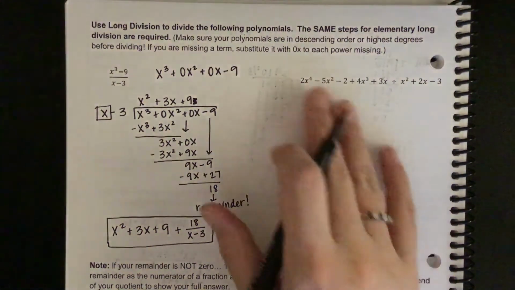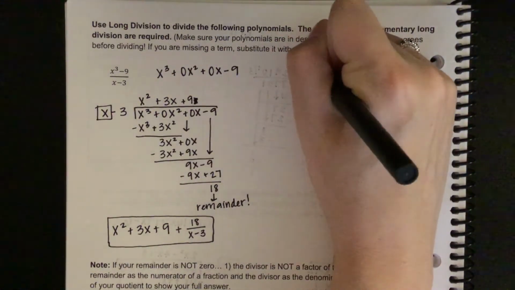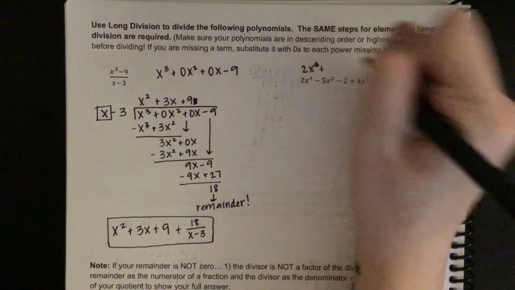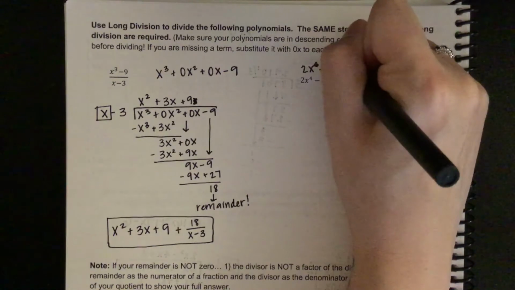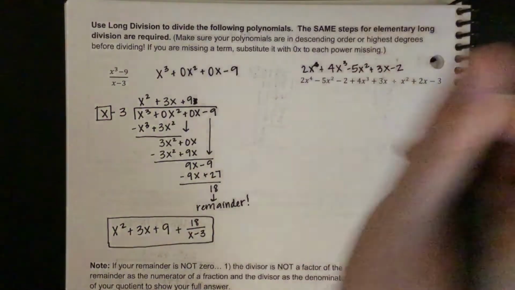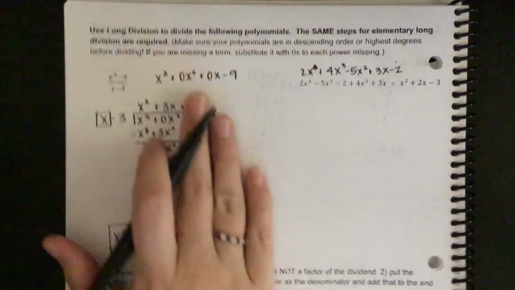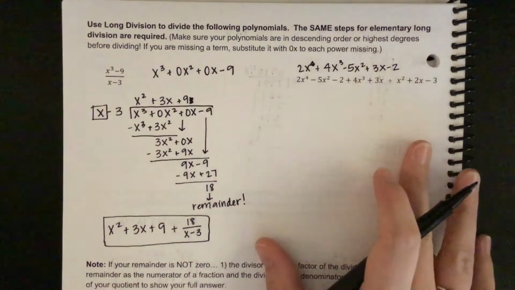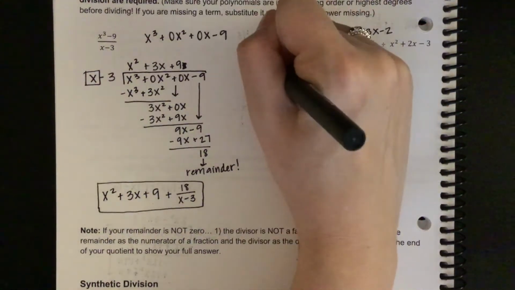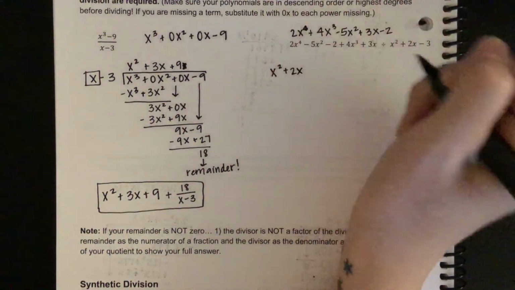Okay, so reorder, right? We see that things are out of order here, so we want to put them back in order. So 2x to the 4th plus 4x cubed minus 5x squared plus 3x minus 2. So here's an example of when we would have to use long division, right? This is not a linear divisor. We would have to use long division. And you're probably going to prefer synthetic division because it's faster and easier. But in this case, you wouldn't be able to use it. So go ahead and set up your division.